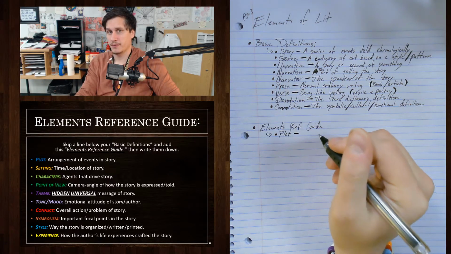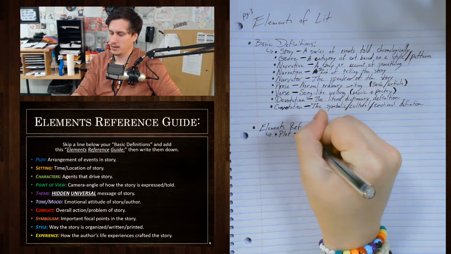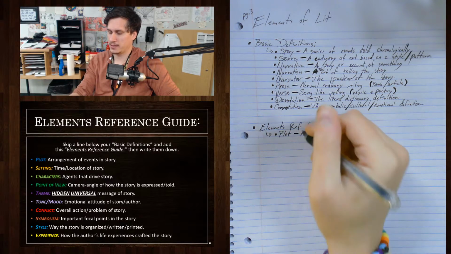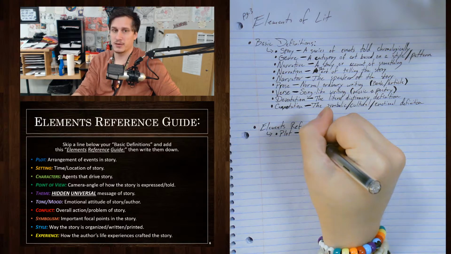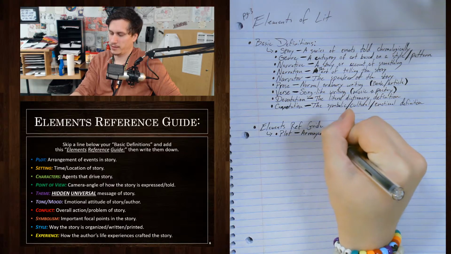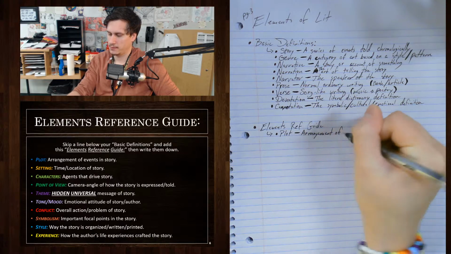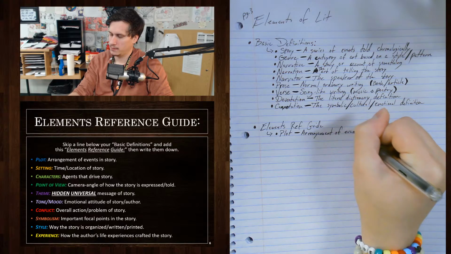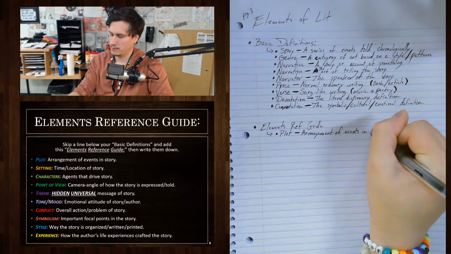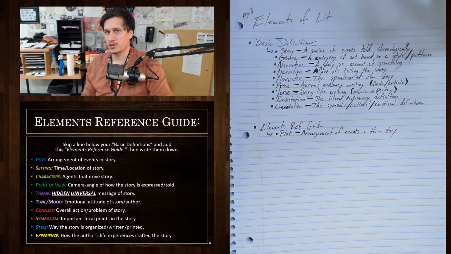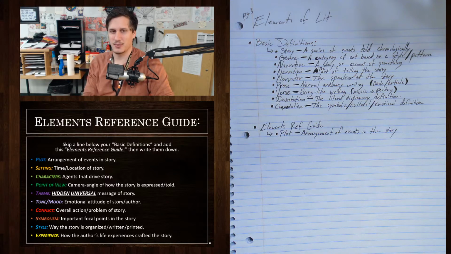So the first thing, plot. What is plot? There are a lot of people that say plot is the story itself. That is incorrect. The plot is supposed to be the arrangement of events in the story. It is not the story itself, despite what some people might say.